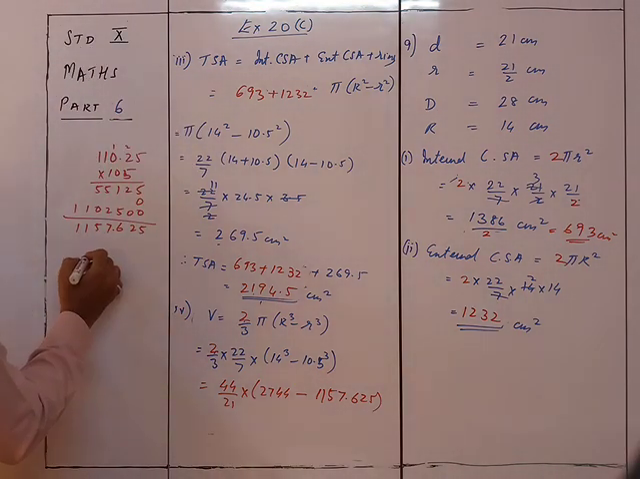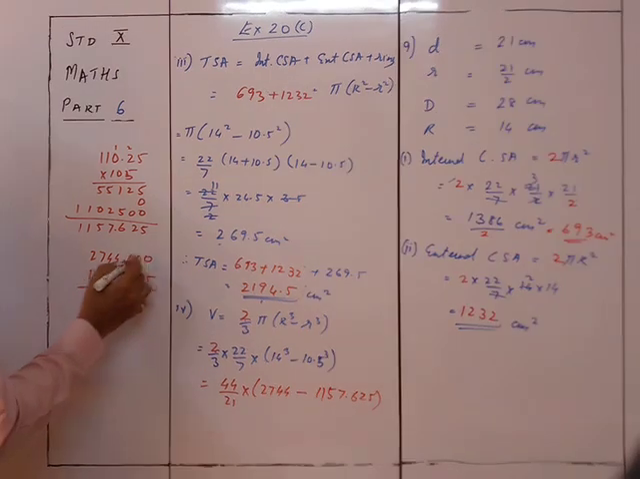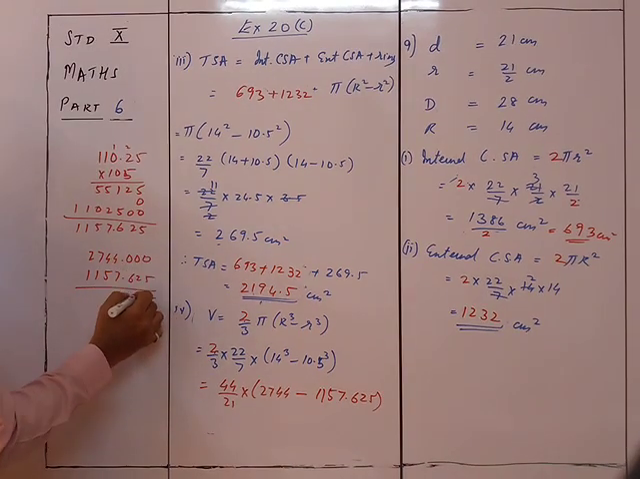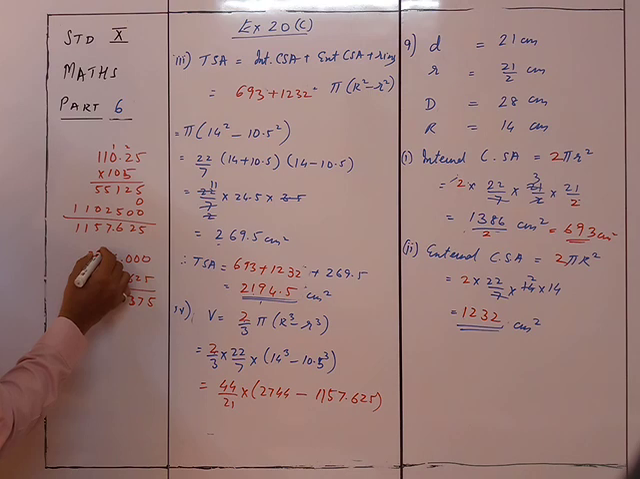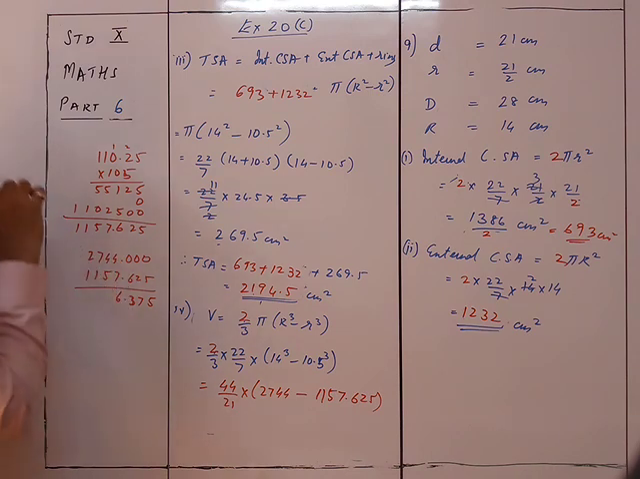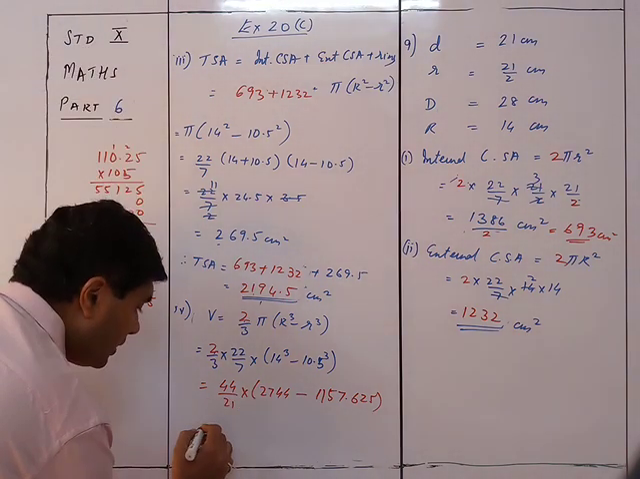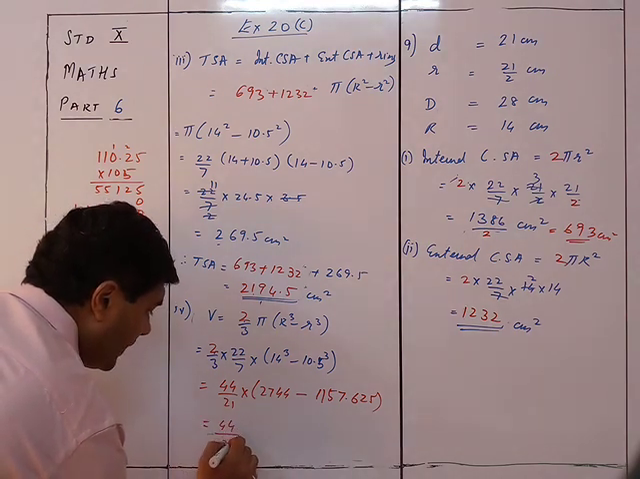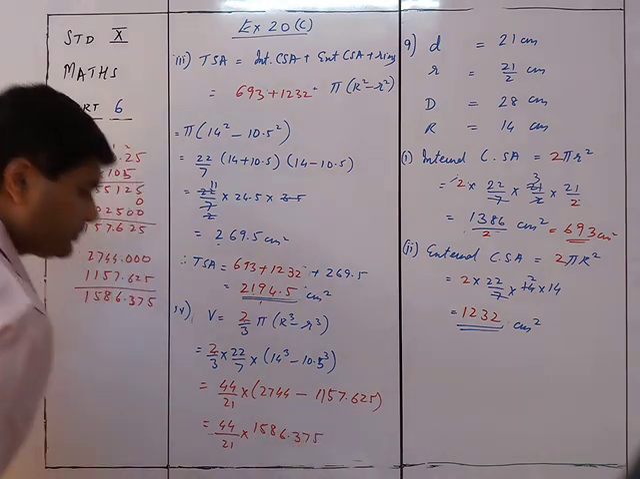Over here, this is 2744.000 upon 1157.625. So this will be 5, this is 9, so it is 7, this is 9, this is 3, and then this is 3, so this will be 13, so it will be 6, this is 3, so it will be 13 again, so it will be 8, and then this will be 6, so it will be 5, 1, 5. So it will be 44 upon 21 into 1586.375.